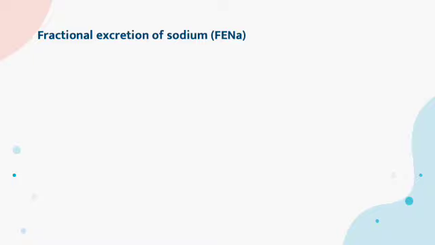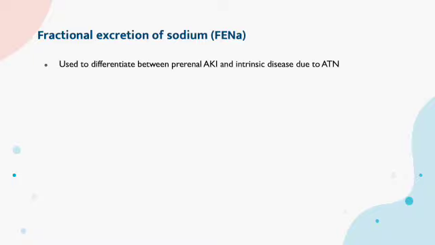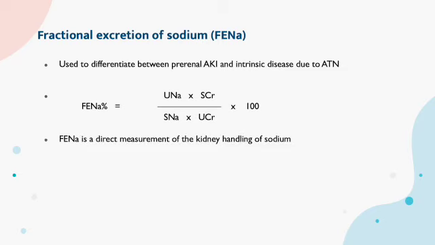The fractional excretion of sodium is a commonly used test to differentiate between pre-renal AKI and intrinsic disease due to acute tubular necrosis. FENA is calculated from measured concentration of urinary sodium and creatinine and the plasma sodium and creatinine through this formula. FENA is a direct measurement of kidney handling of sodium.